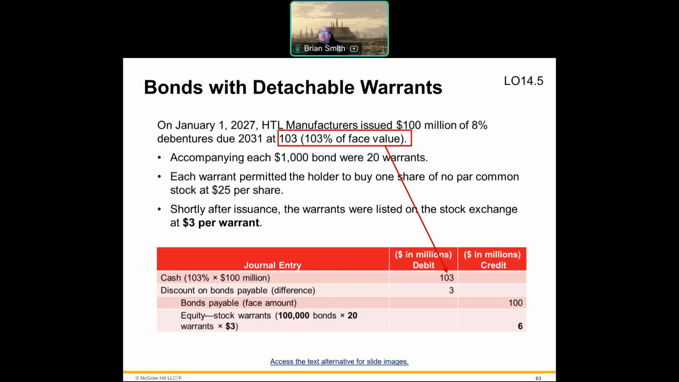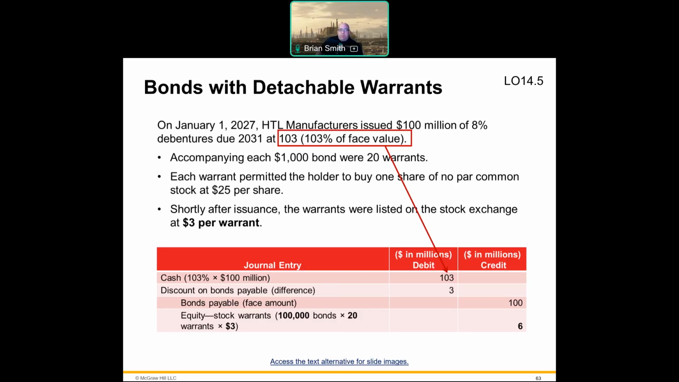We issued $100 million in bonds, each accompanying each $1,000 bond. So that means one bond is $1,000. Take this 100 million, divide it by 1,000, you're going to get 100,000 bonds, what we issued. And each one of those had 20 warrants on each bond. So we're going to take 100,000 bonds times 20 warrants at $3 each, and we're going to get $6 million.